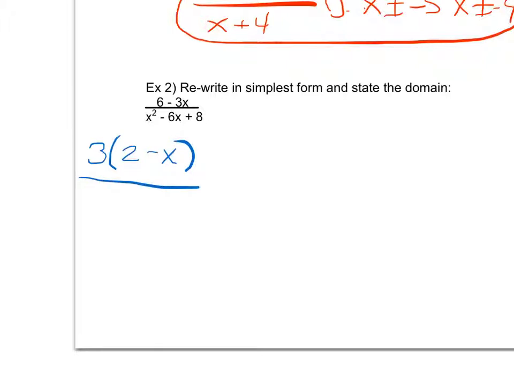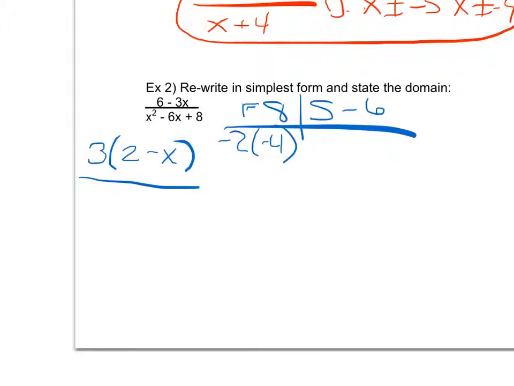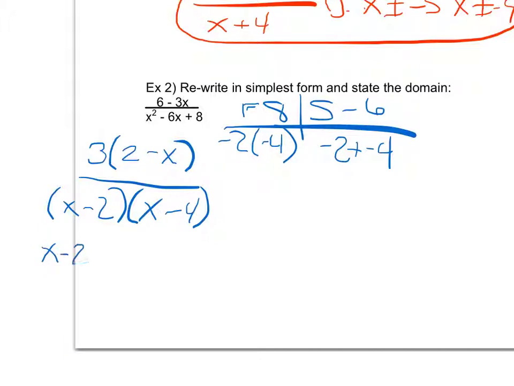On the bottom, I see I can do factor sum tables again, so I'm going to do factors of 8 with a sum of -6. Well, I know that -2 times -4 is +8, and -2 plus -4 is -6. So I'm going to say the bottom factors to be x minus 2 and x minus 4. So I noticed that, well, first of all, if I set each of these pieces equal to 0, x minus 2 equals 0, x minus 4 equals 0, I get x equals 2 and x equals 4.